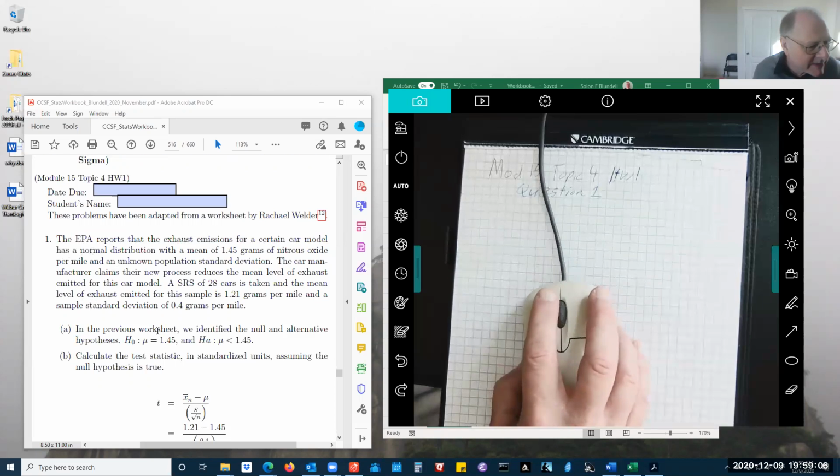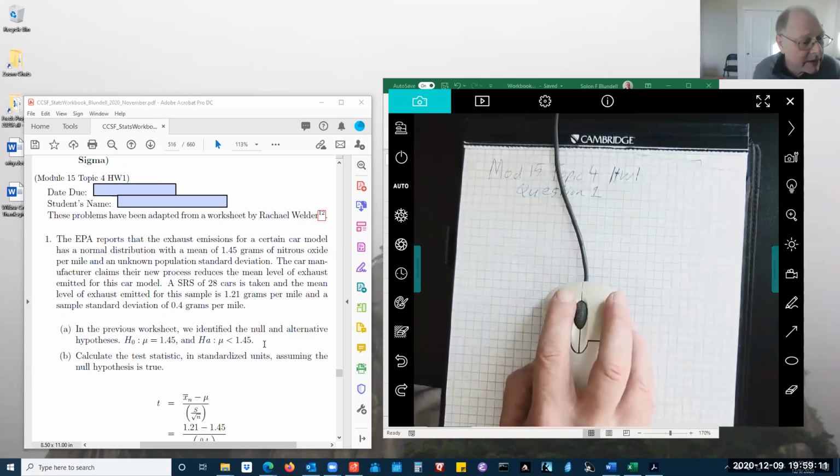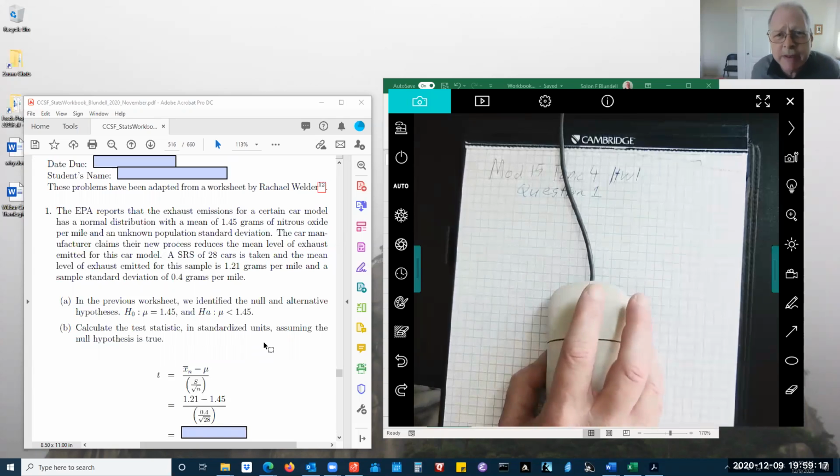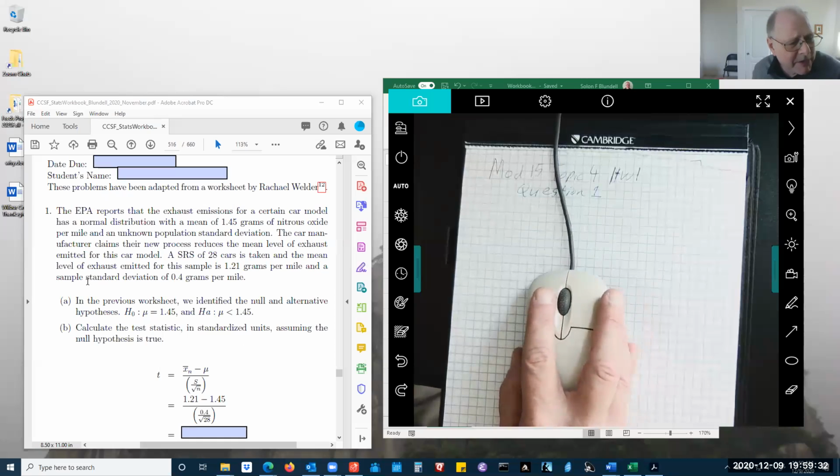So the null hypothesis is that the mean is 1.45 grams per mile. The alternative, that the mean is less than that. And they're asking us to calculate the test statistic. Now, when this came up in an earlier exercise, the test statistic was Z, but this time it's T. What's the difference? Before, you were given the population standard deviation.